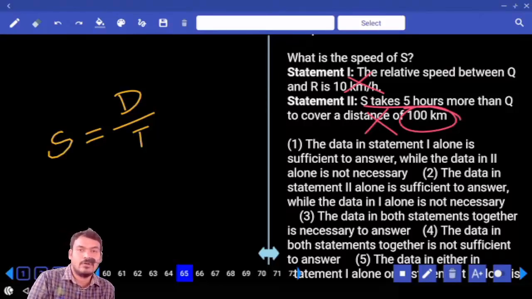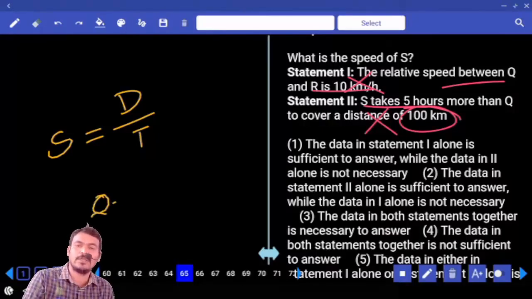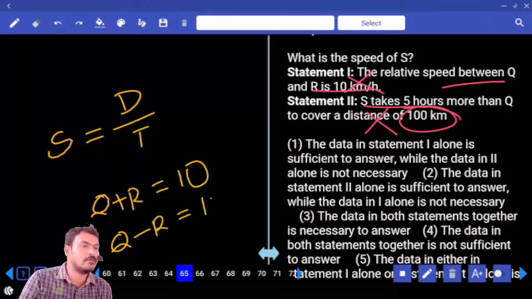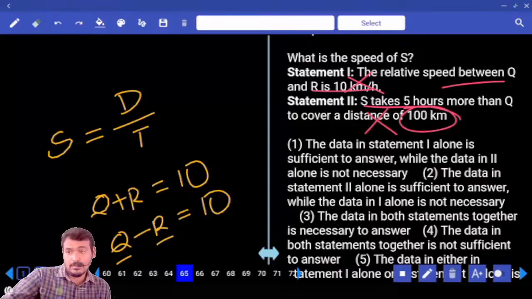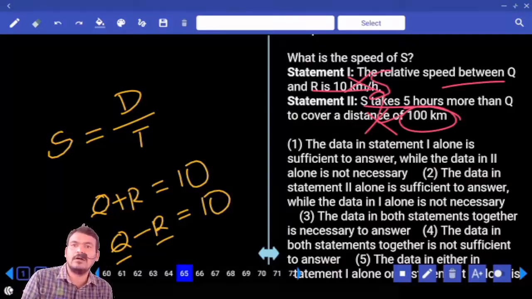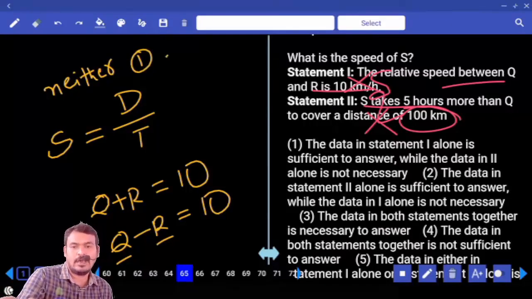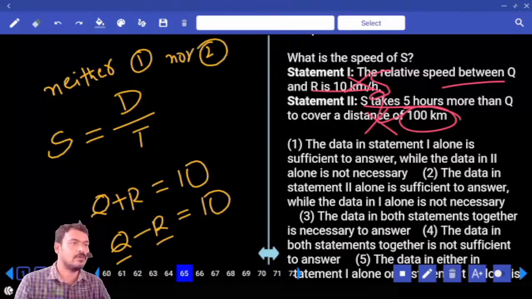Combining both 1 and 2. No. Relative speed between Q and R: which direction? Direction given or not given? Not given. Suppose it is the opposite direction, we write Q plus R equal to how much? 10, or not? Or else Q minus R equal to how much? 10, or not? Okay, again, how many unknowns? 2 unknowns, or not? Then, combining both 1 and 2 also, we do not get the answer. So the answer will be neither nor, or both 1 and 2? Neither nor. Neither 1 nor 2. Okay.